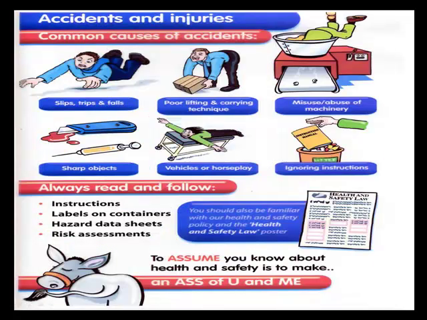Accidents and injuries, common causes of accidents. Well, we've looked at the first two, slips, trips and falls and poor manual handling. Between those two, they account for the biggest majority of accidents in the workplace. Next, we've got misuse or abuse of machinery, working with sharp objects, vehicles or horseplay, ignoring instructions. So always read and follow instructions, labels on containers, hazard data sheets, which are items of information that come with industrial chemicals, telling you what's in the particular chemical, what to do in case of an emergency, and contact details of the people that actually make the materials.